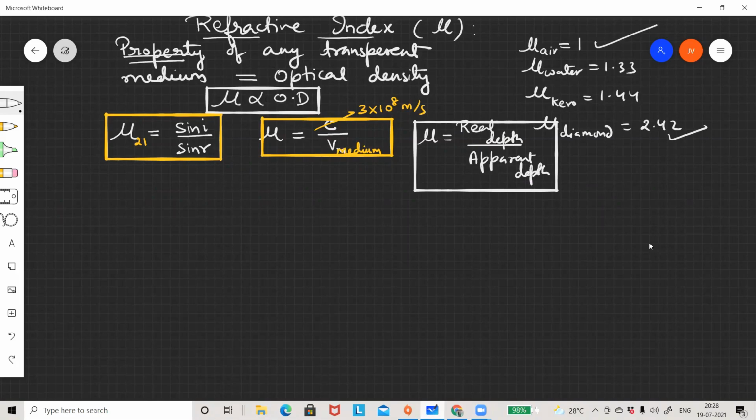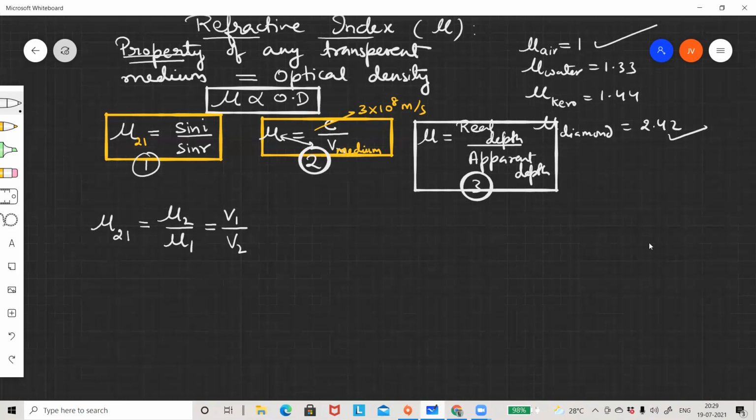So what I'm doing is I'm writing that refractive index of the second medium with respect to the first medium is mu2 by mu1. This is the first formula, this is the second formula, say for example, and this is the third formula. And from the second formula, refractive index and speed of light in the medium are in inverse relation. So here I can write mu2 by mu1 as v1 by v2, means speed of light in a particular medium by speed of light in the other medium. Okay. This further I can write as sine of angle of incidence to sine of angle of refraction.